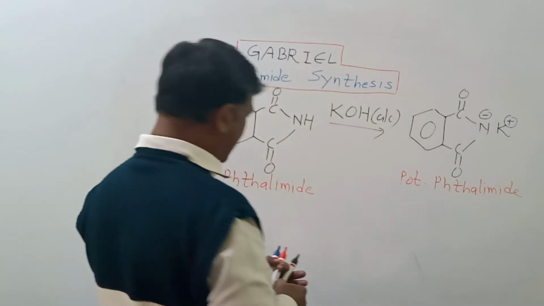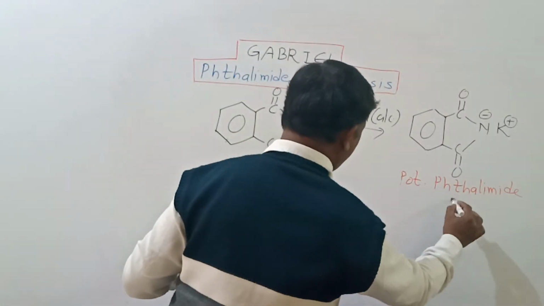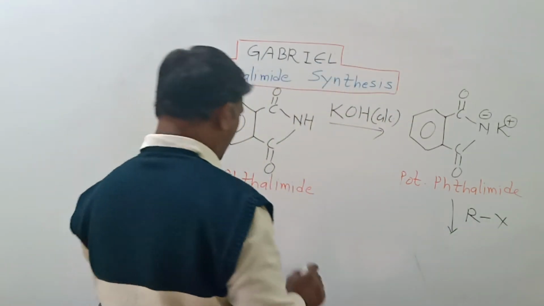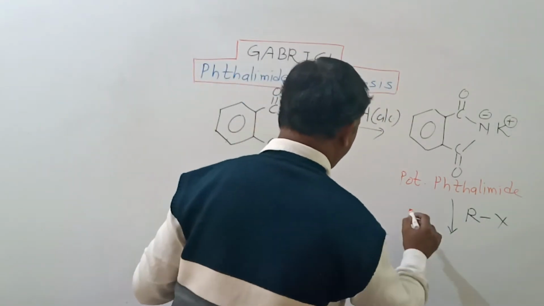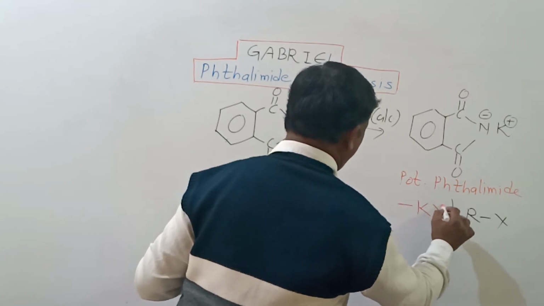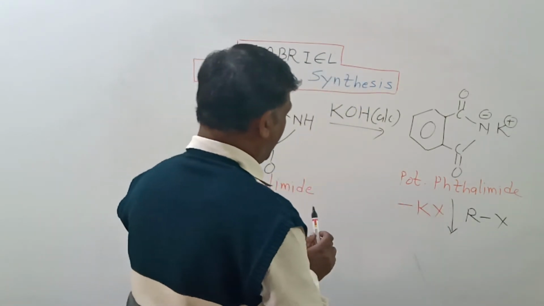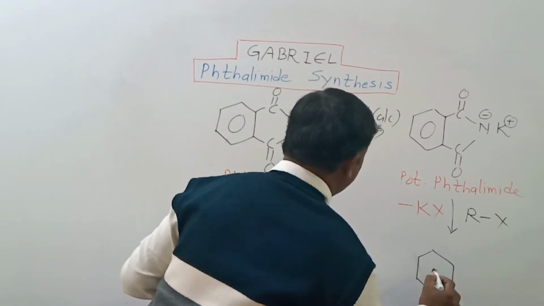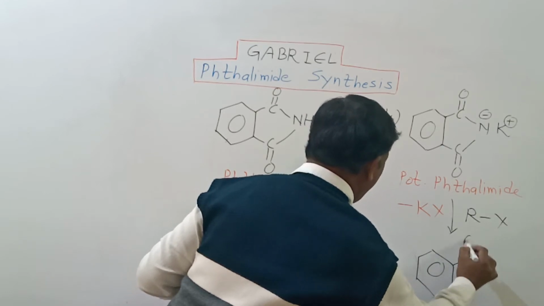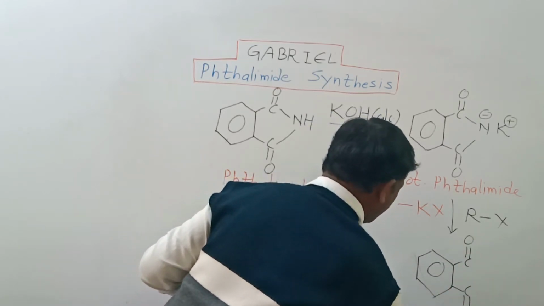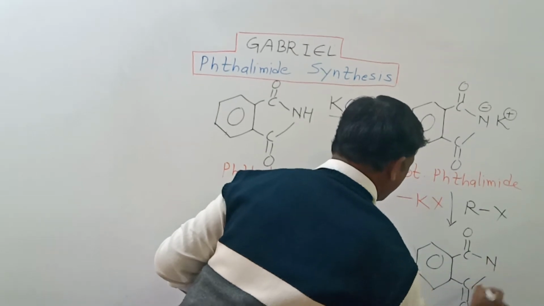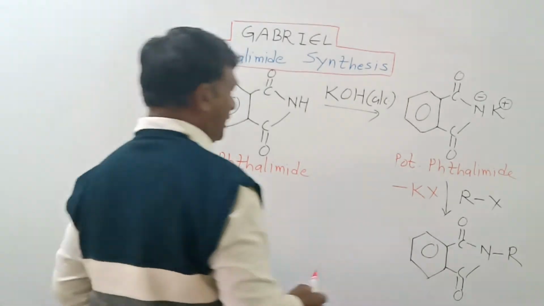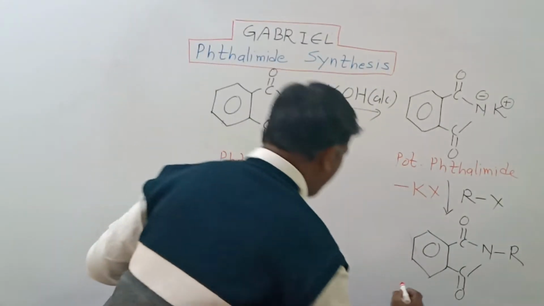The potassium phthalimide, which is so formed, reacts with alkyl halide, whereby there is removal of potassium halide and there is obtained an intermediate species which has this structure. This is called N-alkyl phthalimide.